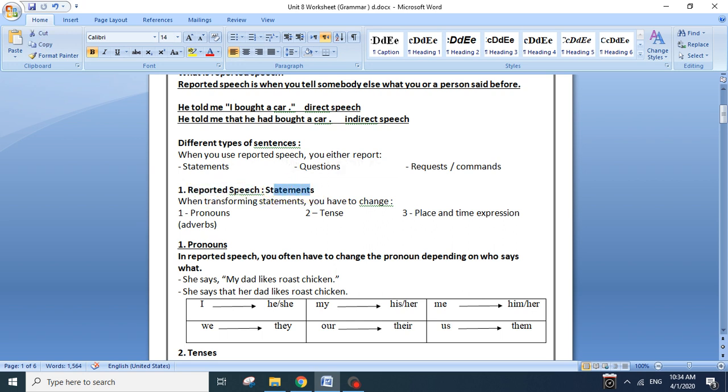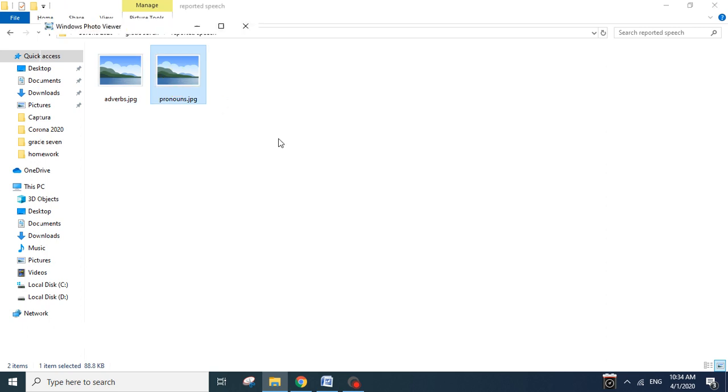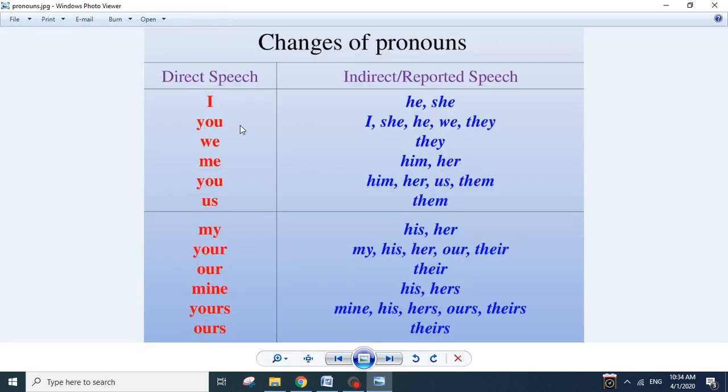Now, how to do reported speech? We have 3 steps that you have to follow. The first one: pronouns. You have to change the pronoun from first person into third person. I'll show you. First person into third, like I into he or she, it depends on the speaker. You into I, if he was talking to you, or she, if it's talking about someone else, or he, we, they, etc.